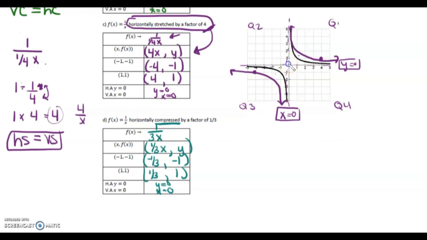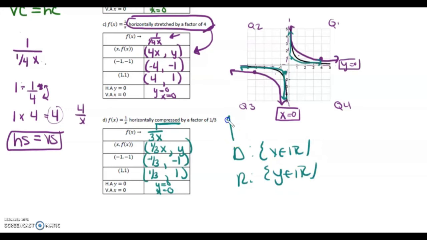So I'm going to plot -1, -1. No, lying. Negative a third, -1, and a third, and 1. Okay, as long as it goes through that one point, we're in the right quadrants. And then we can do domain and range. Since there are no translations, this is going to be for both of them, by the way. Since there are no translations, x does not equal 0, y does not equal 0. That's coming straight from the horizontal and vertical asymptotes.